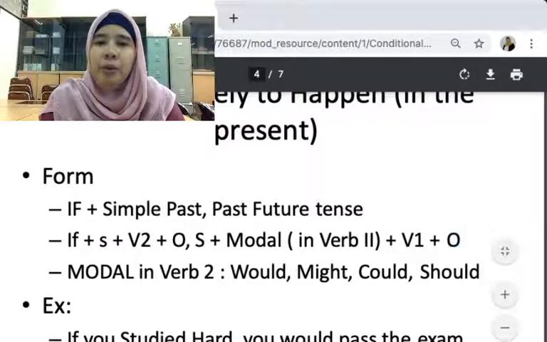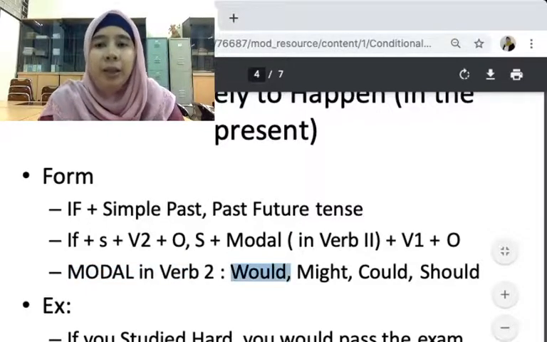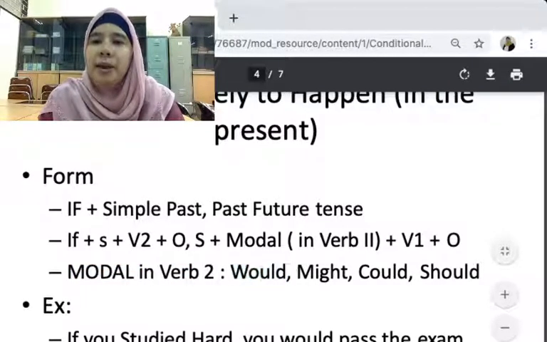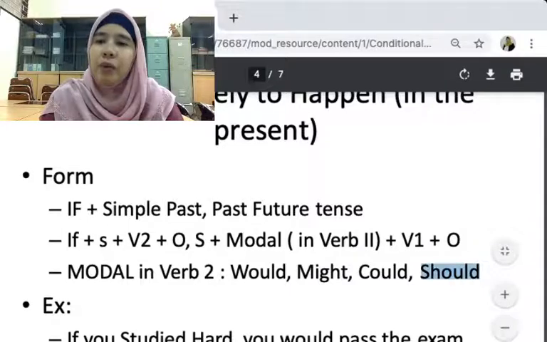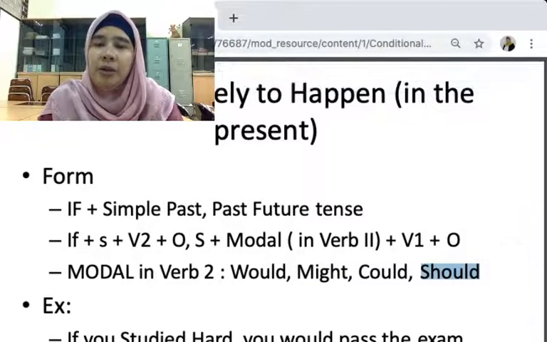Let me go with the modal in verb 2. What are they? Would, from will, the verb 1. Might, from may. Could, from can. Should, from should. Okay, so they are in the form of the verb to. Then why must the modal be in the verb to?